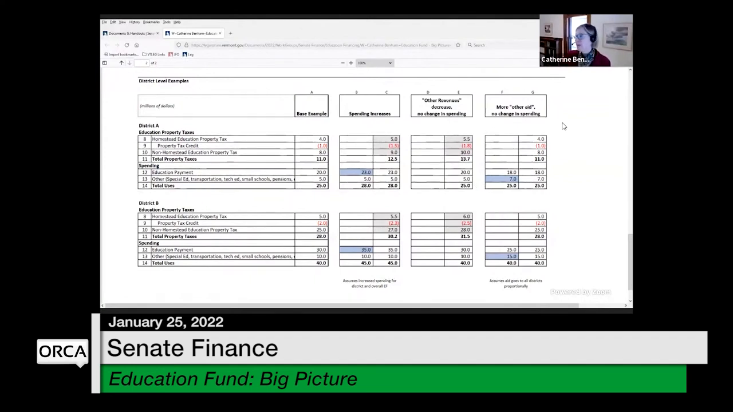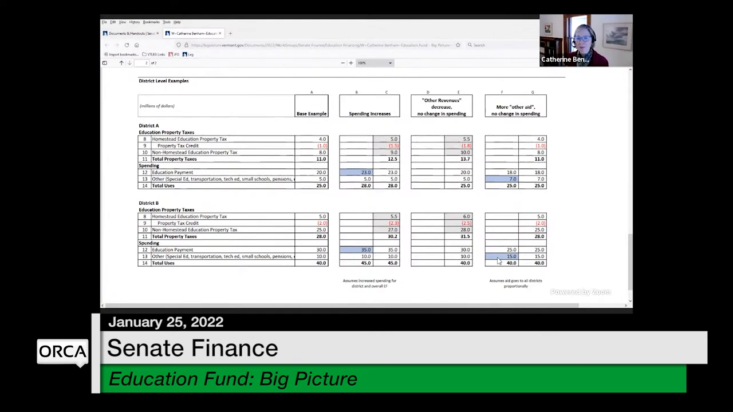And then finally, if they get more other aid, and again, I just want to emphasize that this is a big picture example, assuming all towns are impacted equally, there's actually no change for them. It's just the aid is coming to them in a different form. Instead of coming through the education payment, it's coming through categorical aid or whatever aid it is you've given them. And for both of them, there have been no other changes except for how the aid is coming to them. Does that make sense to everybody?